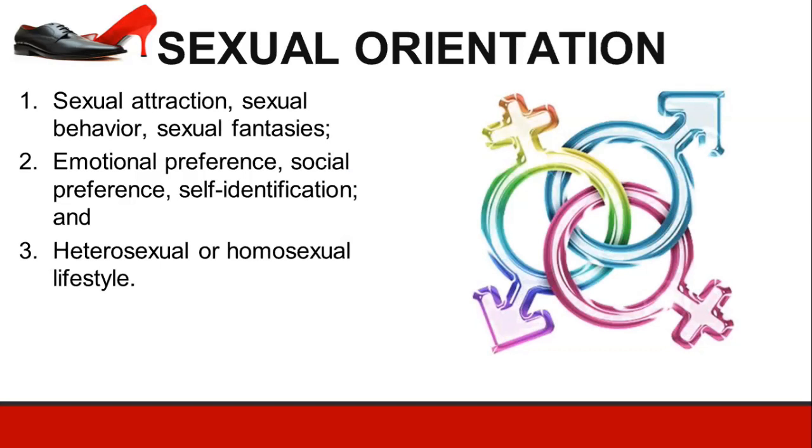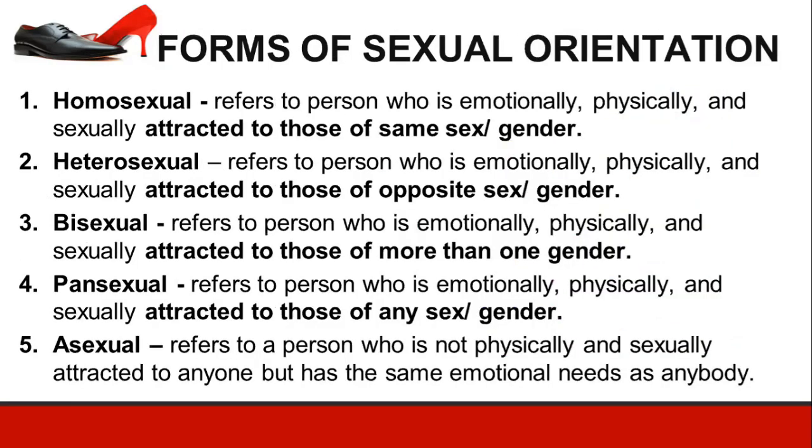So what is sexual orientation? It is the sexual attraction, sexual behavior, sexual fantasies, emotional preferences, social preferences, self-identification, and hetero and homosexual lifestyle of a person. So there are different forms of sexual orientation. We have 5. So gagamit ako ng highlighter. So we have homosexuals. It refers to those people which are attracted to the same sex or gender.